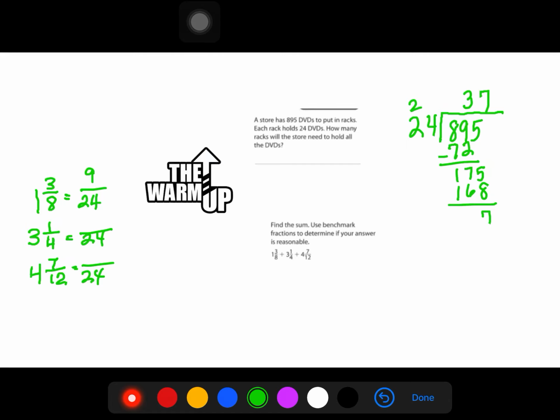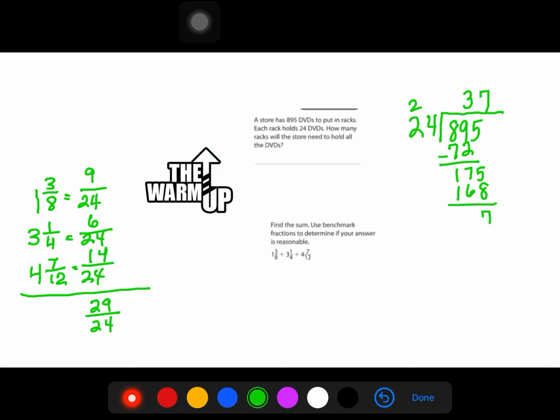Well, 8 times 3 is 24. 3 times 3 is 9. 4 times 6 is 24. 1 times 6 is 6. 12 times 2, 7 times 2. And when I add these up, I have 29 24ths.